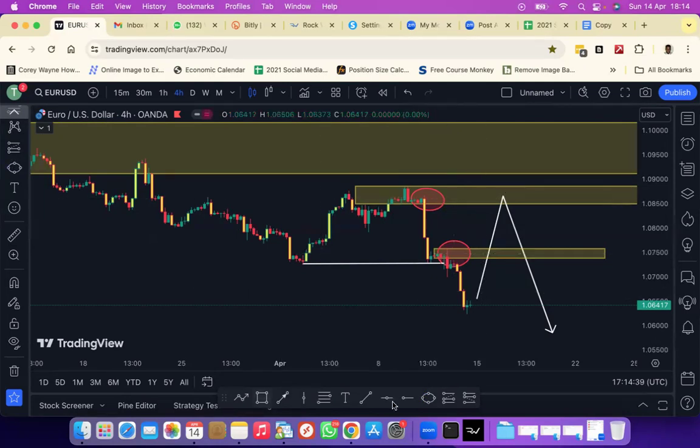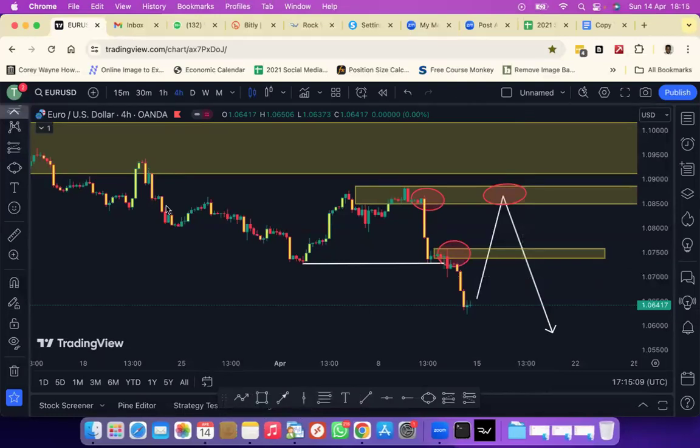But if price for any reason should get into this zone at the top, and you have all of your confirmations for a sell, it's a very, very good trade to take. So we're going to wait and see what happens at market open tomorrow. It should be a very interesting week.